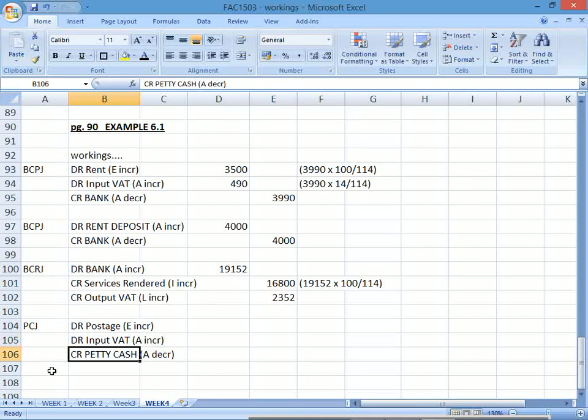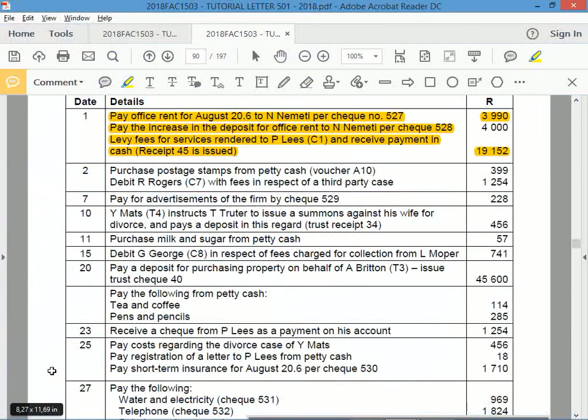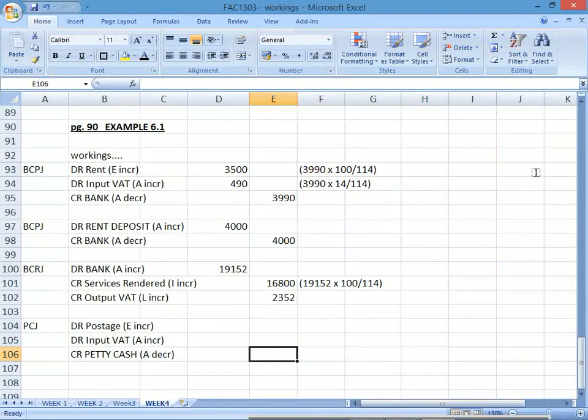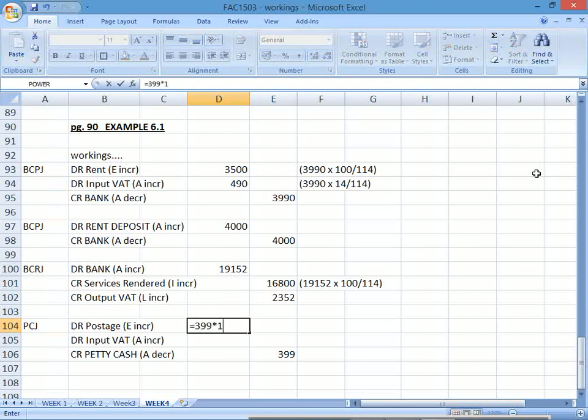Right, so see, there's your working. That's what we did right at the beginning, first week. Because it's important. As soon as I've got that, then I can post whatever I want to. Journal, ledger, it's the same thing. Right, let's work out the amount just to revise the calculation. $399 would be the total that I would have paid. That's the cash that I would have given to the post office. 399 times 100 divided by 114 gives me 350. Input VAT is the difference, this minus that.